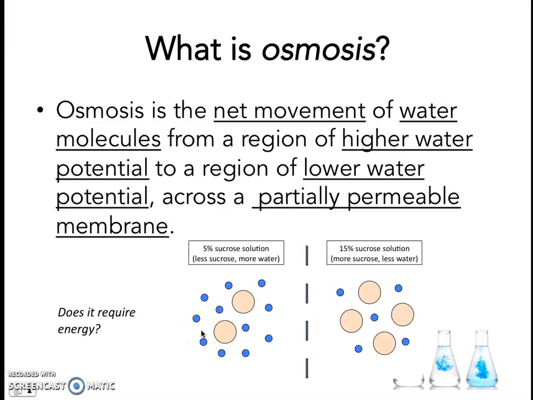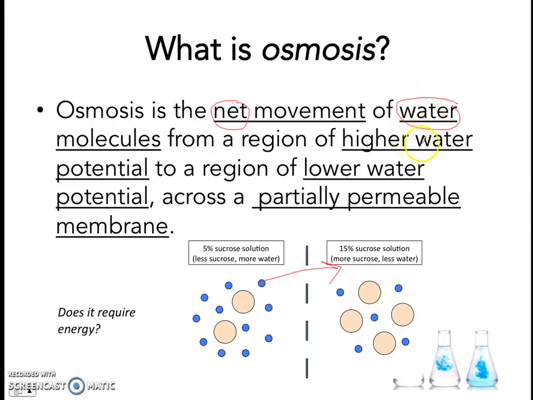Alright, so osmosis is the net movement of water molecules from a region of higher water potential to a region of lower water potential across a partially permeable membrane. Now take note of all the underlying parts of this definition because they are essential. So firstly, it is the net movement, not just movement, of water molecules. So it only applies to water. Osmosis is only for water molecules and not for any other particles.